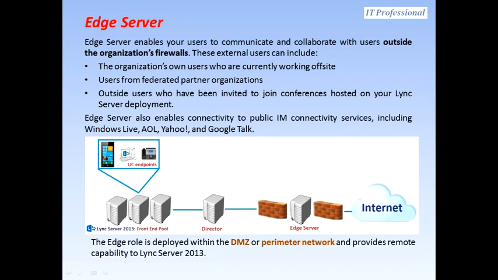Edge role is deployed within the DMZ or perimeter network and provides remote capability to Lync Server 2013. Here we have the Lync server, which is between 2 firewalls. That's why we call this area a DMZ, demilitarized zone.